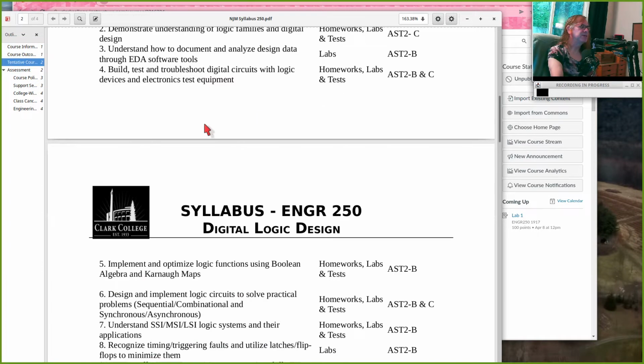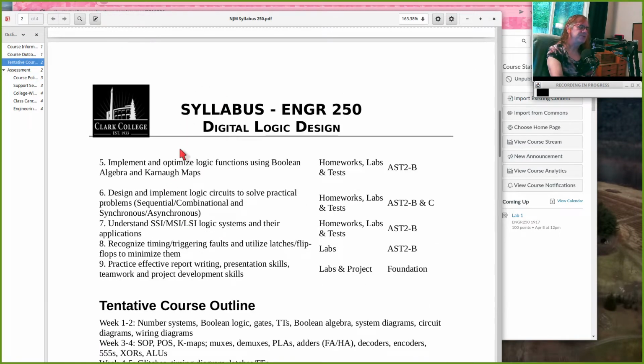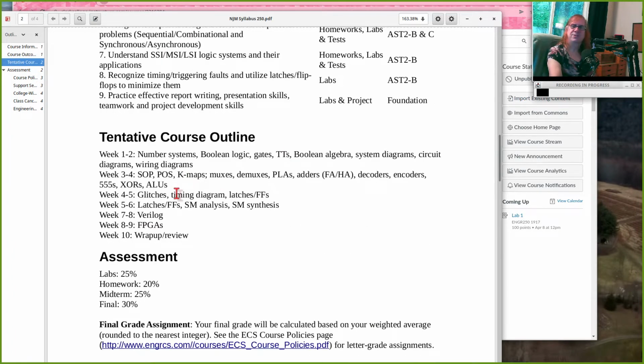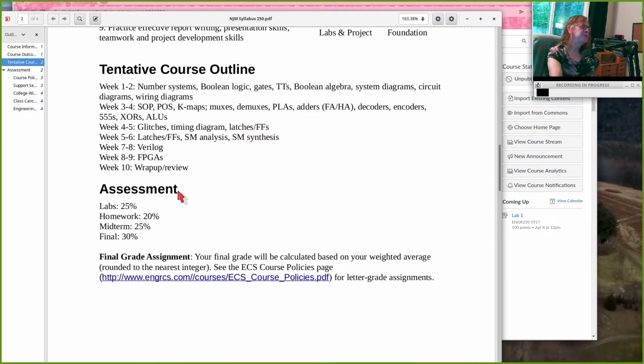I'll let you read the course outcomes and think about those, but these are the things that we intend you to understand after you leave the course. Tentative outline is roughly how I'm planning to lay things out, but that usually changes over time.